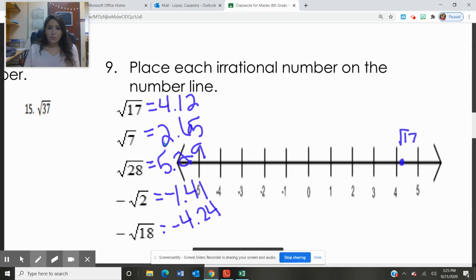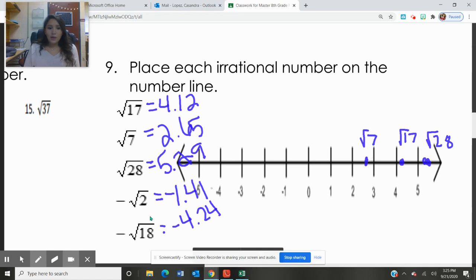Okay. My next number is 2.65. It's the square root of 7. So I know it's in between 2 and 3. And it's a little bit more than 2.5. So I'm going to put it at about right here. Okay. That is the square root of 7. Okay. My next number is the square root of 28, which is 5.29. So I know that number is greater than 5. So I'm going to put it at about right here. And again, that is the square root of 28.